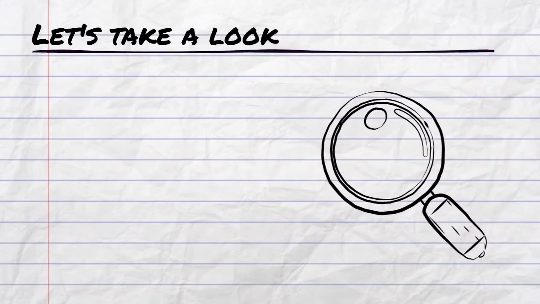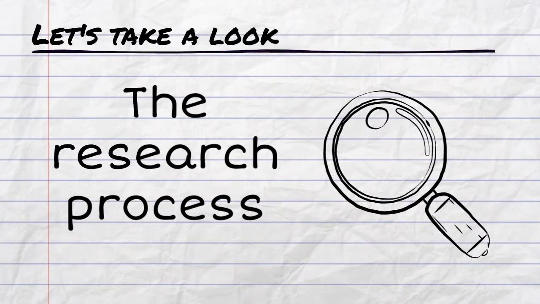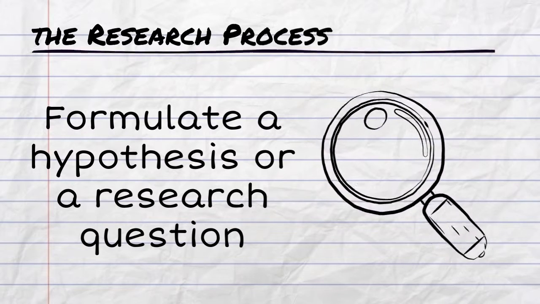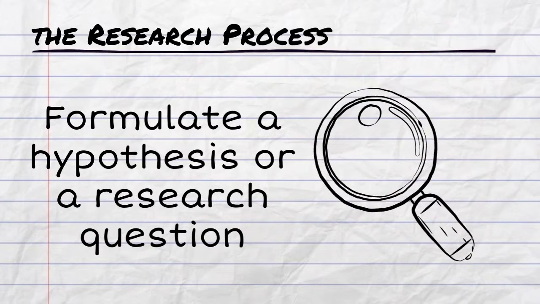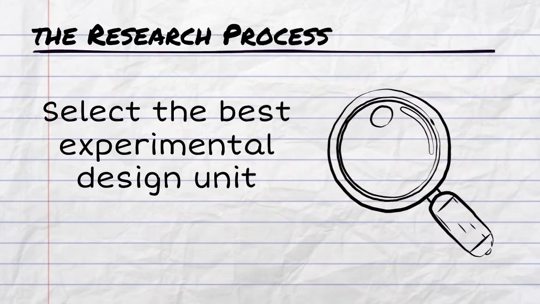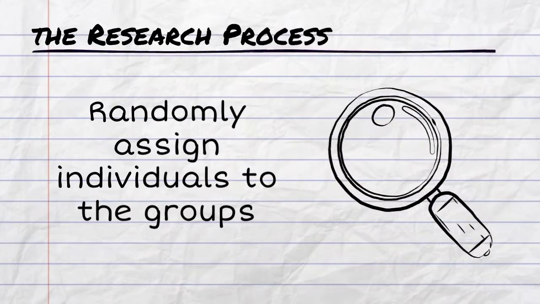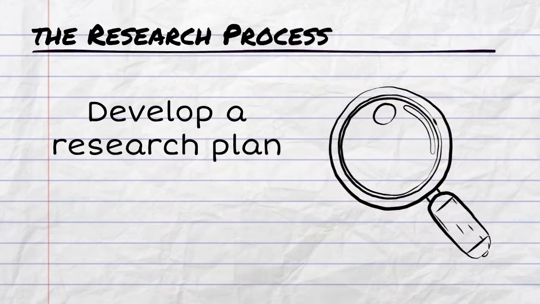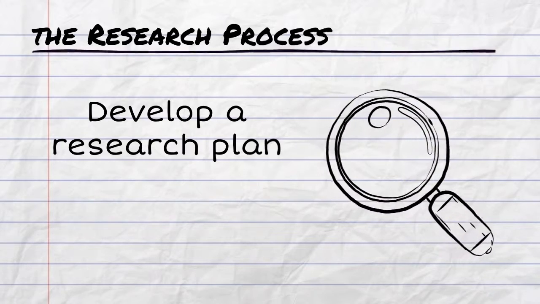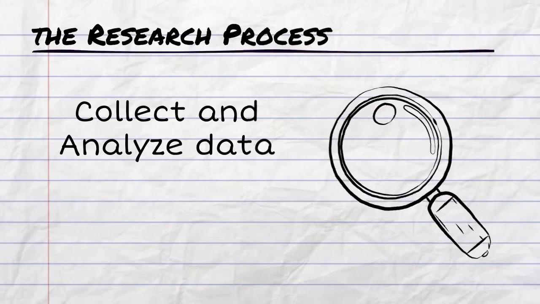To actually go ahead and do our experiment, we need to look at the final research process. First, we need to formulate a hypothesis and/or a research question. Next, we need to select the best experimental design unit. Then, randomly assign individuals to the group. Now, we develop a plan for research, collect data, and analyze data.